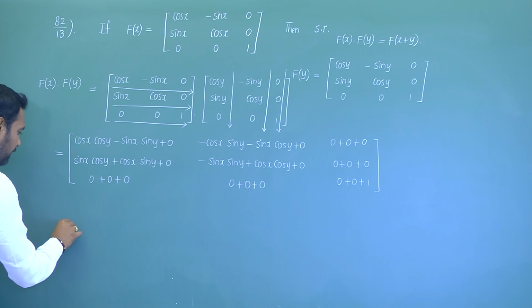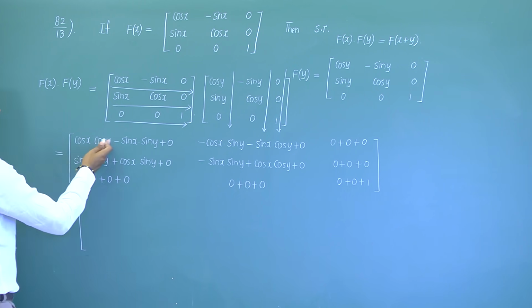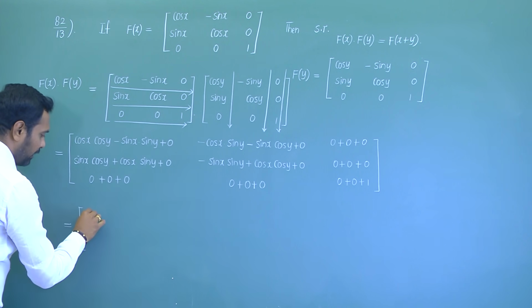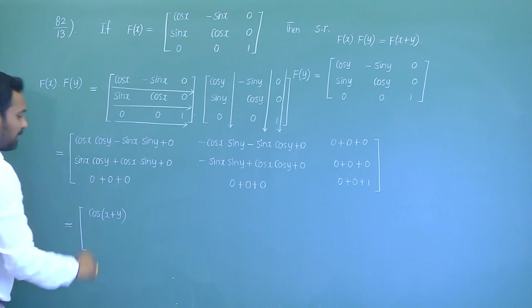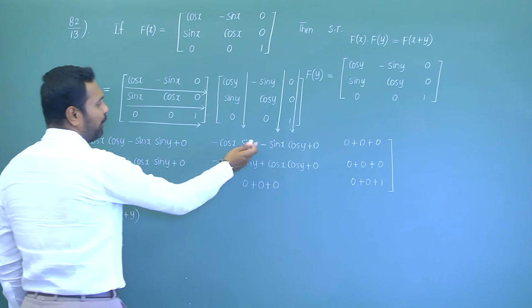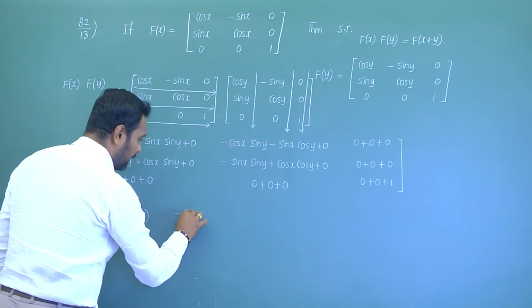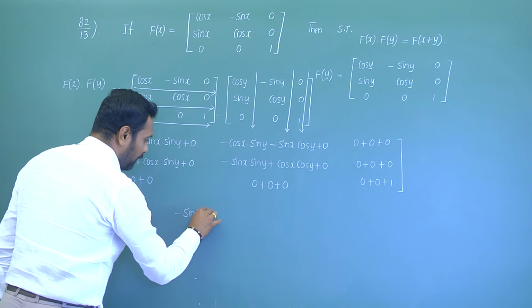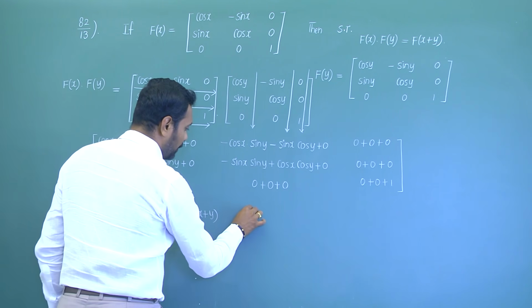So this equals, what is the formula for cos x cos y minus sin x sin y according to trigonometry? Cos of x plus y. If you take minus common, then this becomes minus sin of x plus y. So all zeros it is.